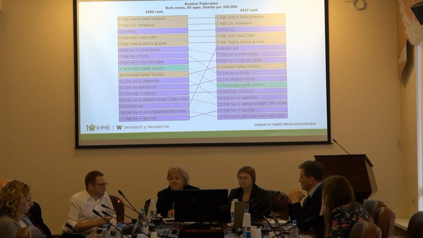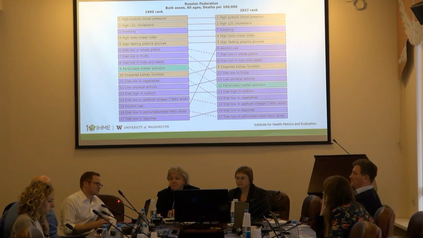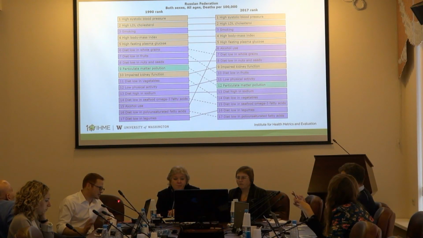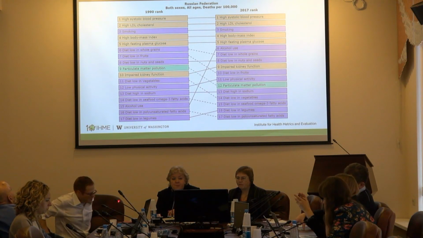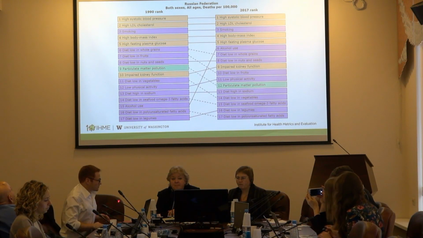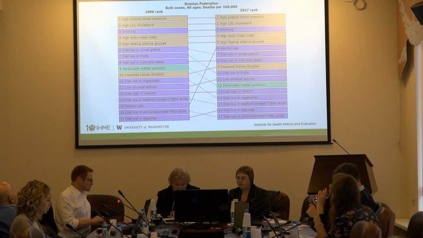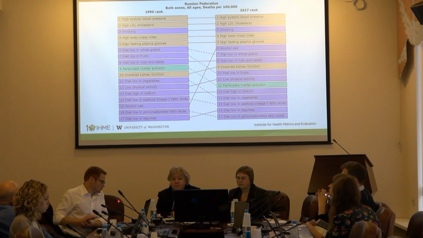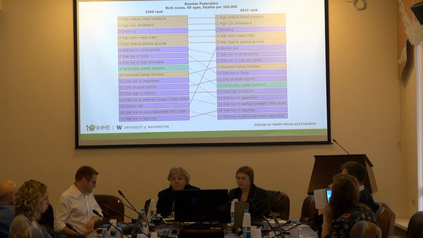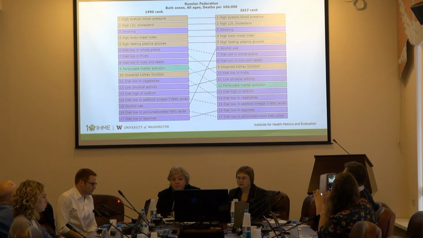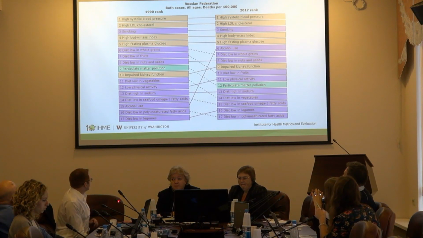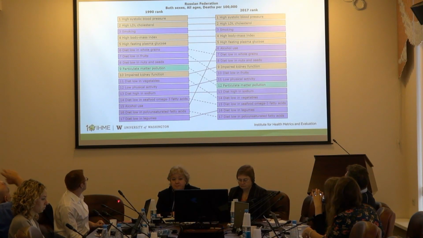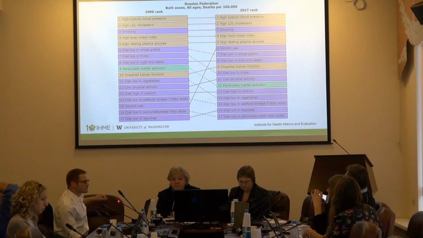Okay, so here we're looking at the leading risk factors in Russia for deaths in all ages. This is not age standardized, looking at 1990 and 2017. The first 5 risks have not changed. High systolic blood pressure is number 1. High LDL cholesterol number 2. Smoking number 3. High body mass index is number 4. And high fasting plasma glucose is number 5. What has changed is number 6. Alcohol use has increased in rank from 15 to 6. Some dietary factors have decreased in rank.